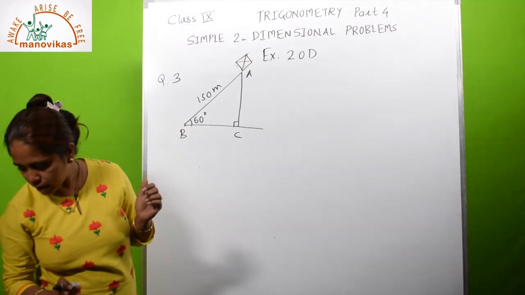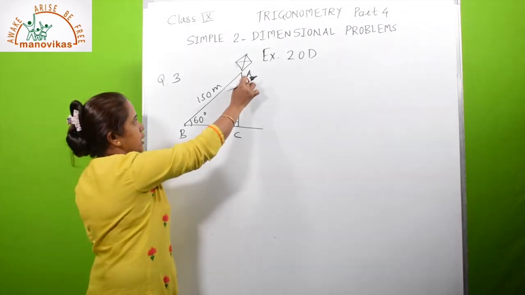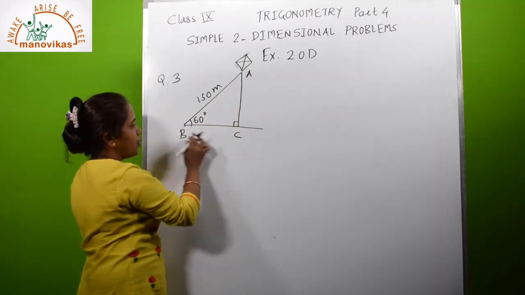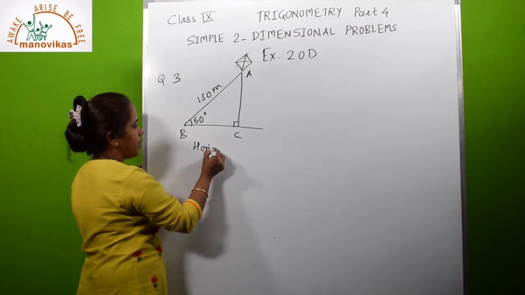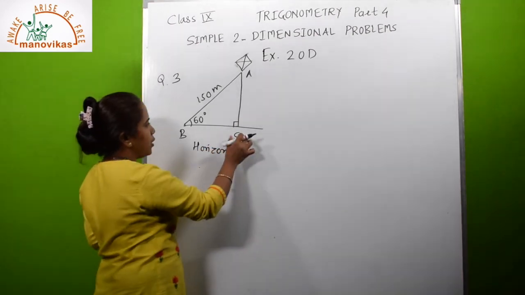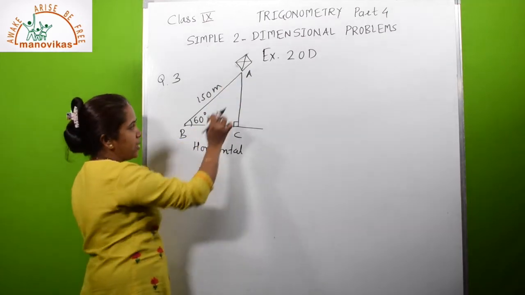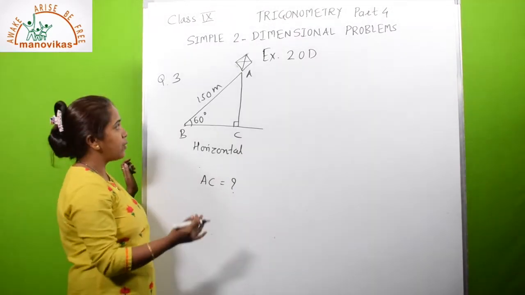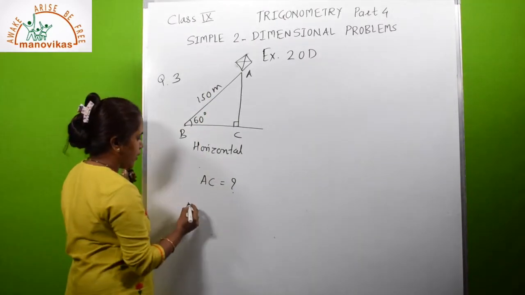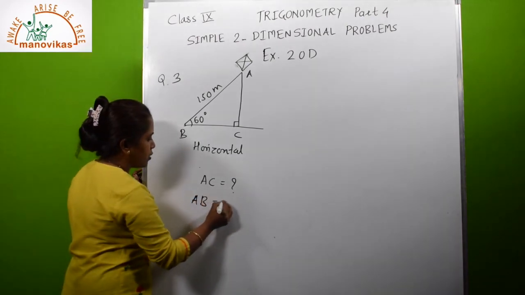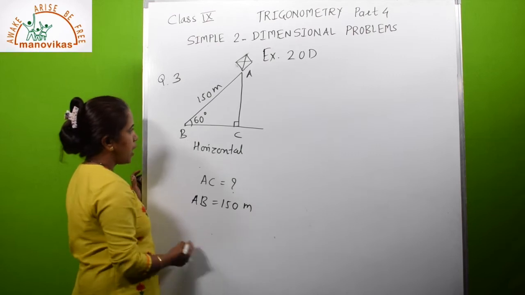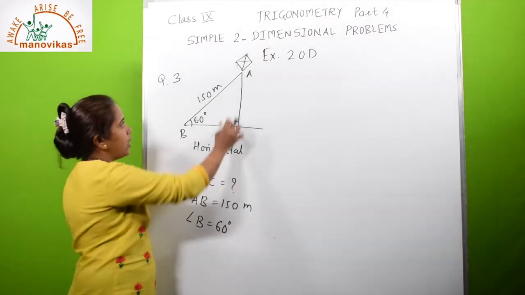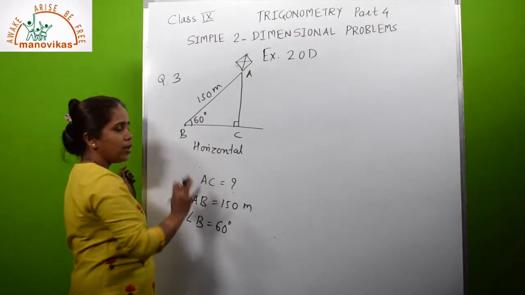Now the height of the kite from the ground. Suppose at point A the kite is here. We have to find the height of the kite from the ground. This is the horizontal plane. From the horizontal plane we have to find the height of the kite. Means here we have to find the AC distance. And what is given? Here AB, that is the length of the thread, is given 150 meter, and angle B is given 60 degree. And we have to find AC, that is the height of the kite from the ground.